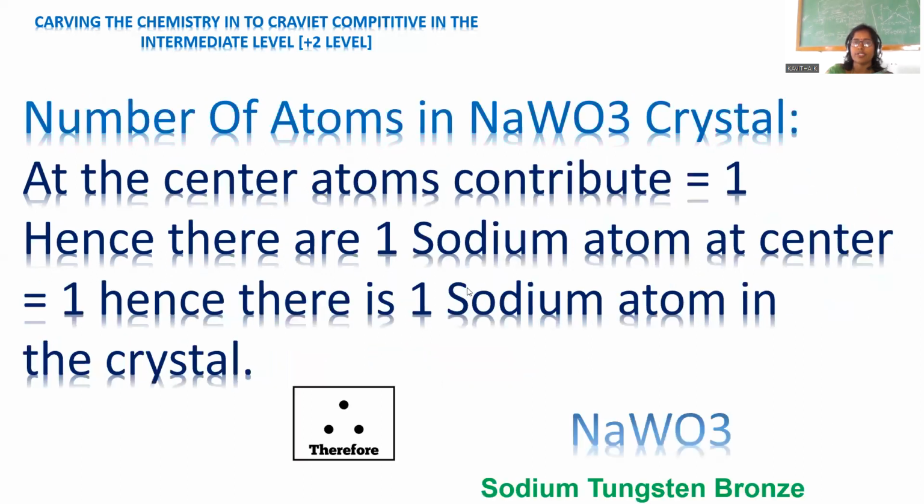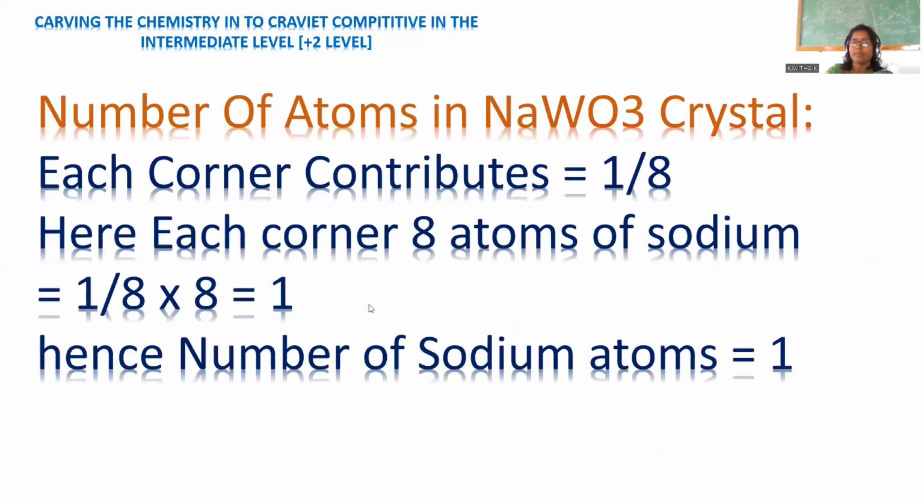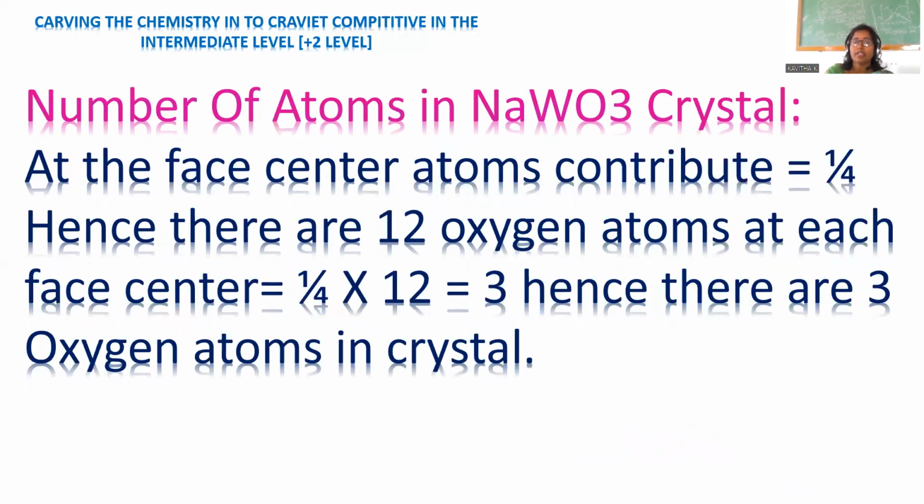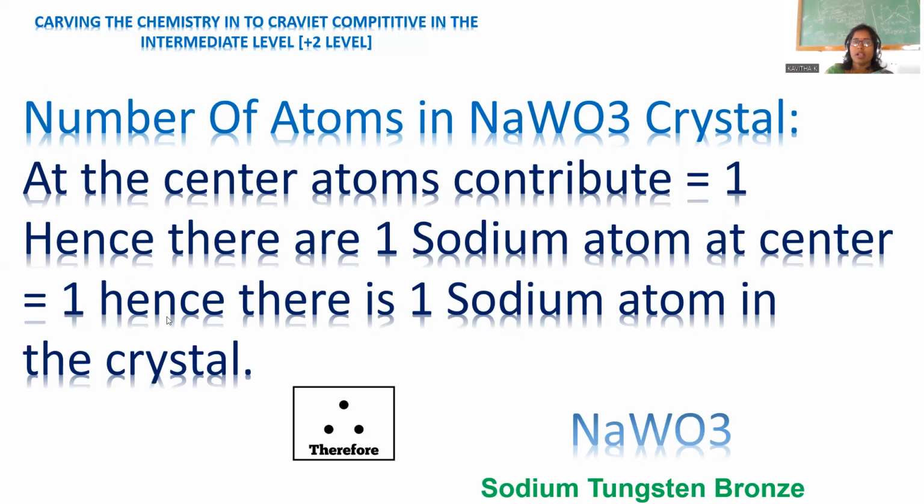Let's go with the contribution of sodium. The sodium atom is located at the body center of the cube. Whatever atom is located at the center will give a contribution of 1 only, right? Hence the number of sodium atoms is 1 in the crystal. 1 sodium, 1 tungsten, 3 oxygens. Just now we got the entire calculation of each and every atom. All corners contribute 1 by 8, edge centers contribute 1 by 4, and the body center contributes 1. So NaWO3 is the correct answer.